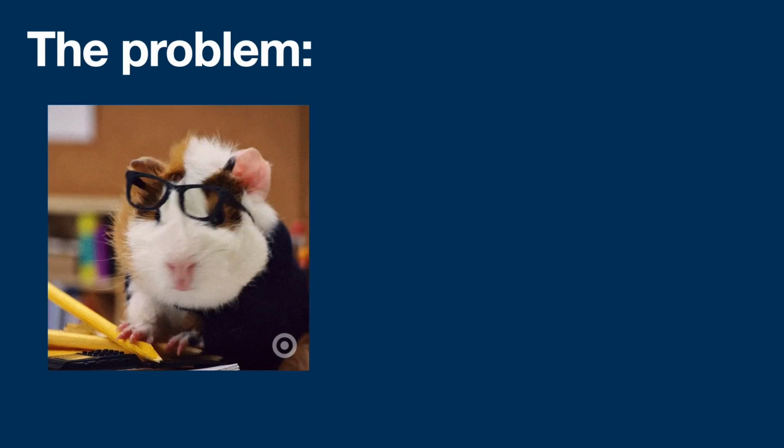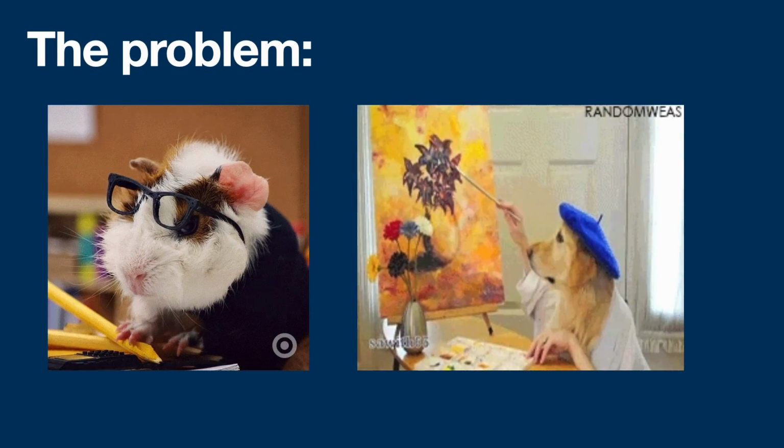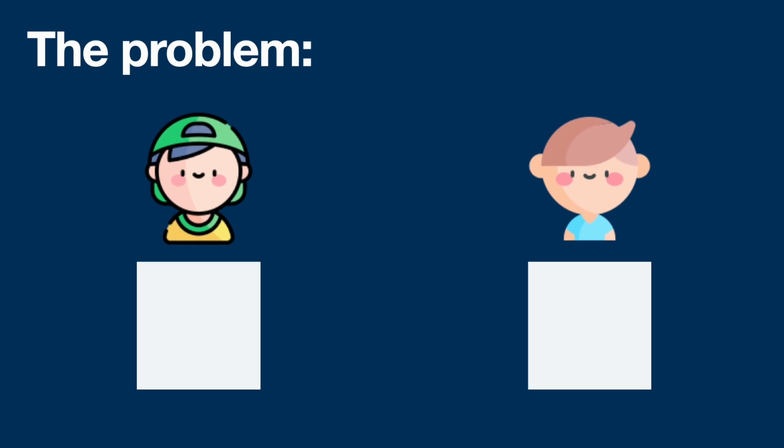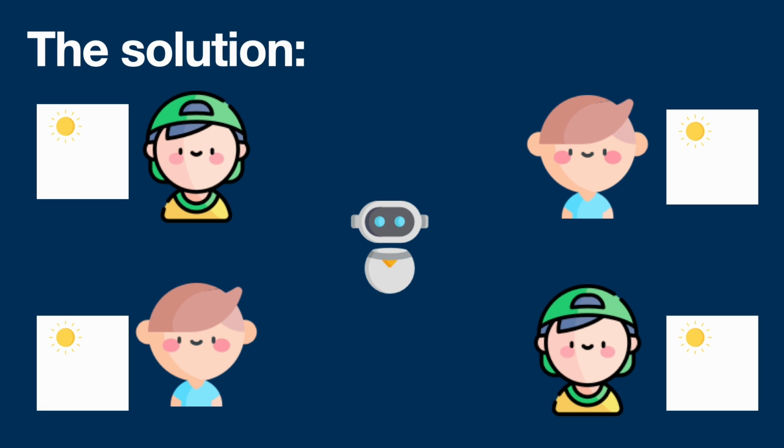Imagine you and your friends are working on a big school project together. You're all drawing different parts of a giant poster. But uh-oh, you all live far away from each other, and it's hard to share your drawings and keep track of who's doing what. That's where Git comes in. Git is like a magical helper that keeps track of all your drawings and makes sure everyone knows what's going on. It's like having a super smart robot friend who's really good at organizing things.